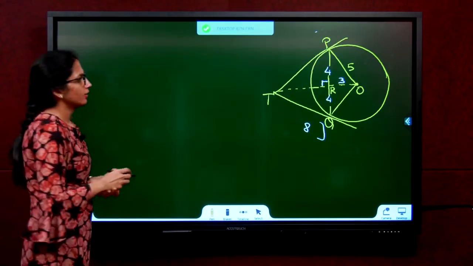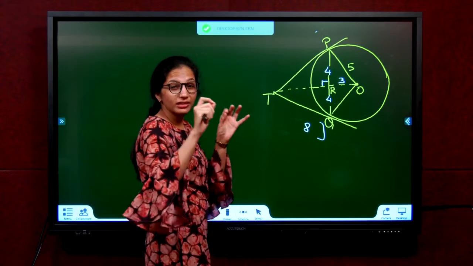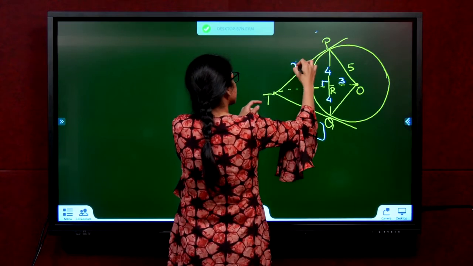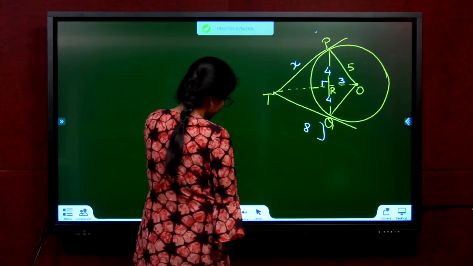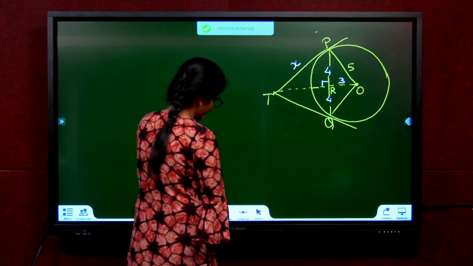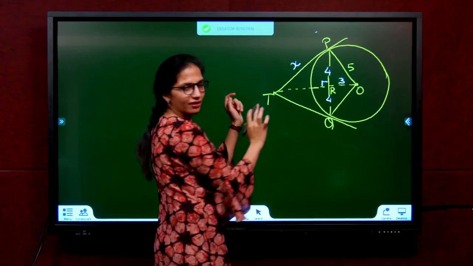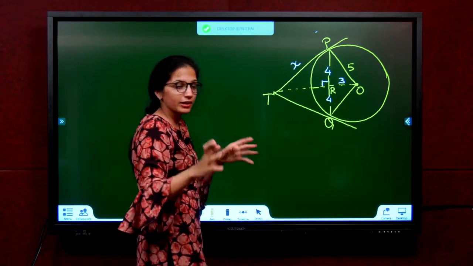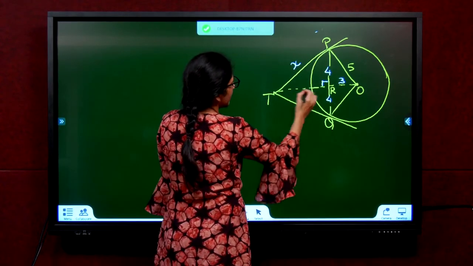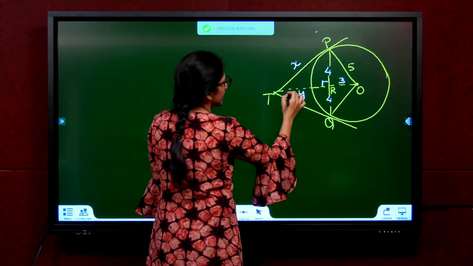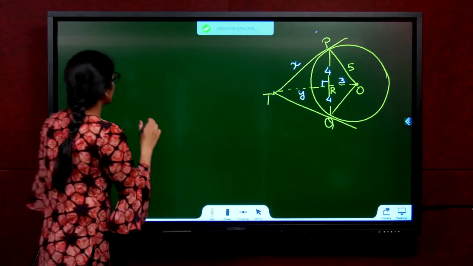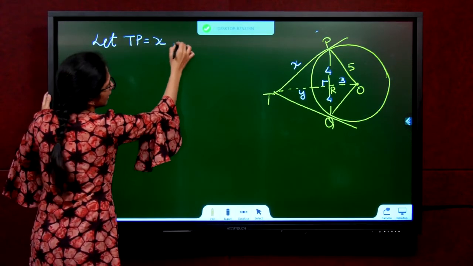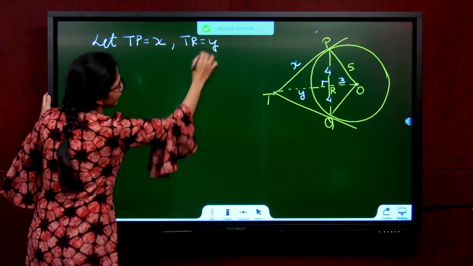Okay. Now, it's very difficult to use TP, RT, OP, PR again. So we get confused. So I'll just take TP as X. Can I say TQ is also X? Yes. But why are TP and TQ both X? Because the lengths of the tangents from an external point are equal. So TP is X. Let's take TR as Y. Let TP be equal to X and TR be equal to Y.